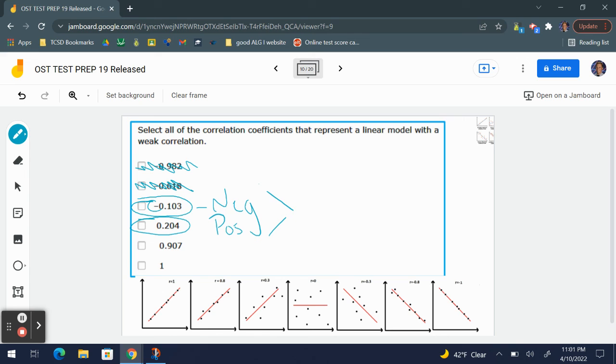0.907, that's super close to 1, so that is very, very strong. We're looking for weak. And then 1 is a perfect line of best fit. So those would be our 2 possible solutions for this problem. Hope that makes sense.